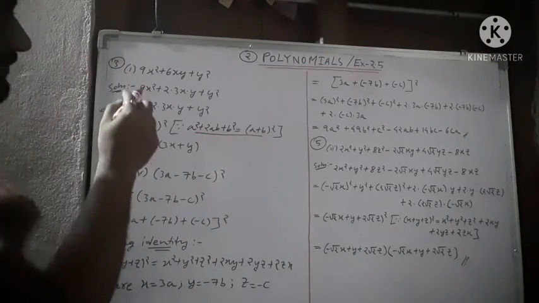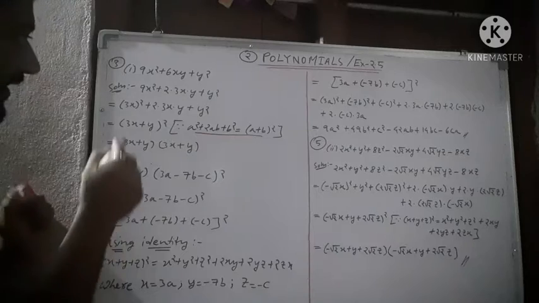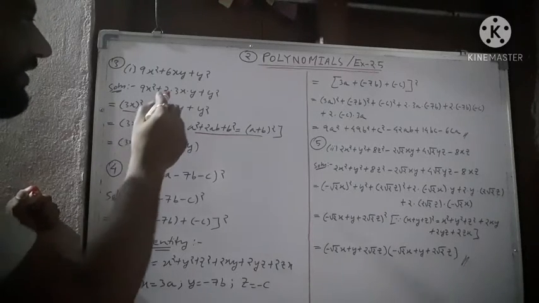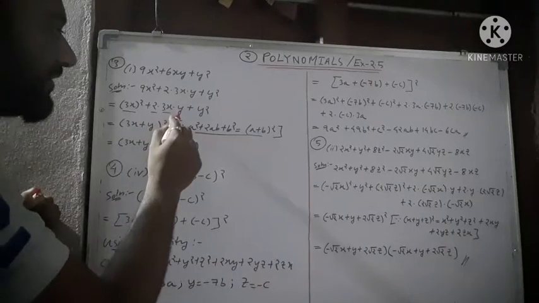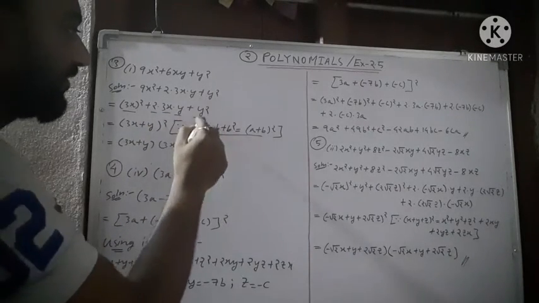Therefore 9x² we can write as (3x)². This 6xy we can write as 2 · 3x · y, and the last one is y².